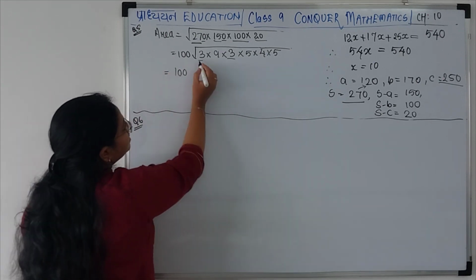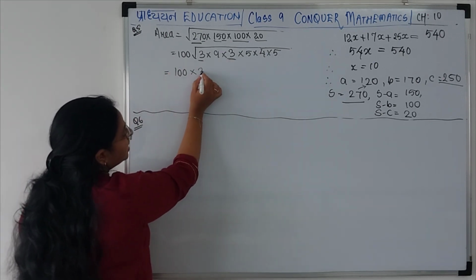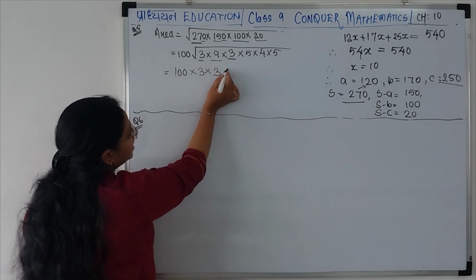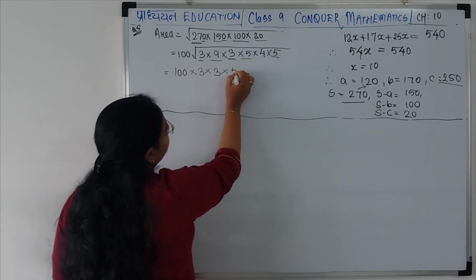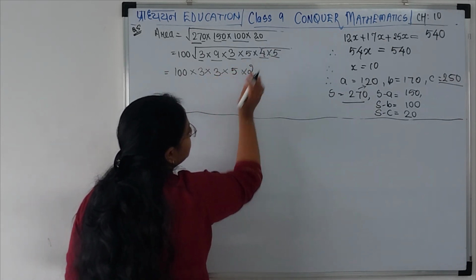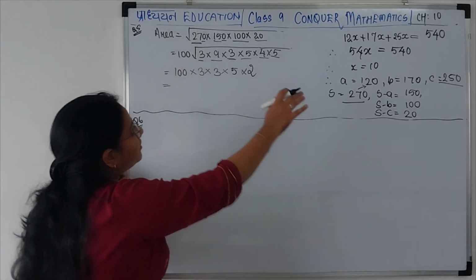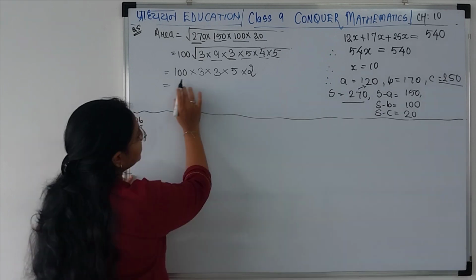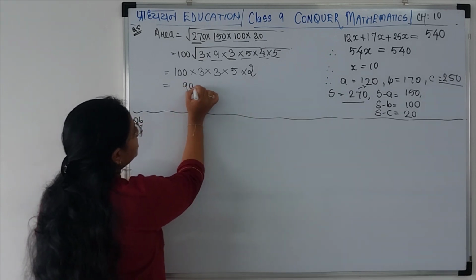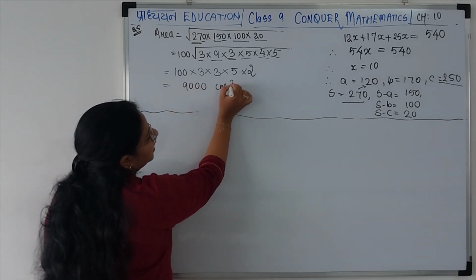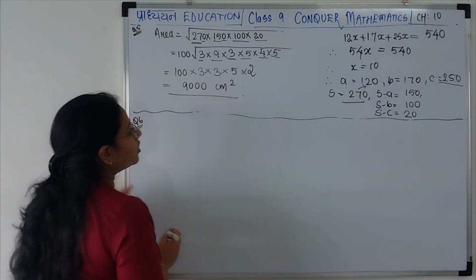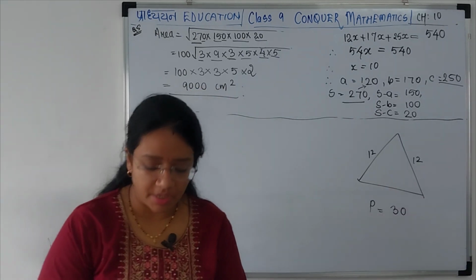Now what you have? You have 100. 3 and 3 will come out as 3. 9 will come out as 3. 5 and 5 will come out as 5 and 4 will come out as 2. Correct? Now all you have is there is nothing left in the square root. This is 900 into 10, 9000 centimeter square. Is that clear? That is your answer. Let's read question number 6.